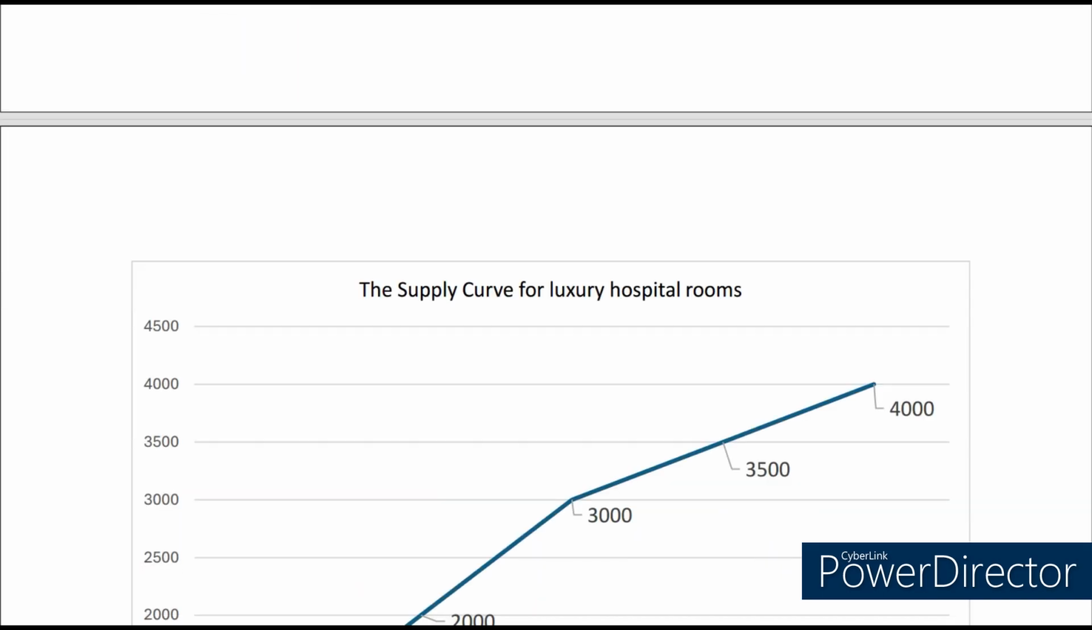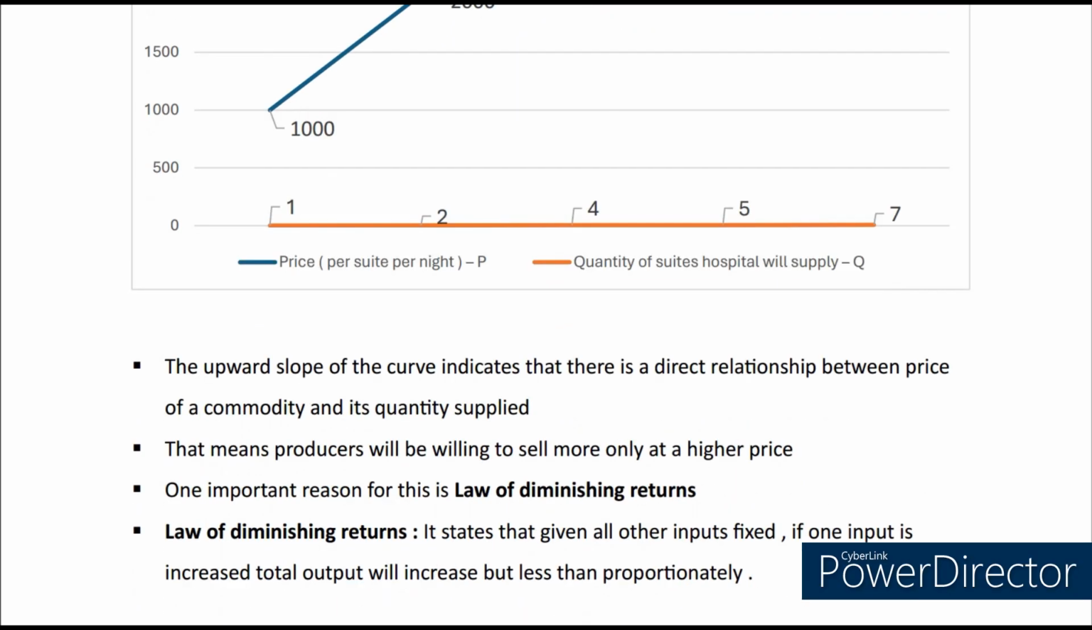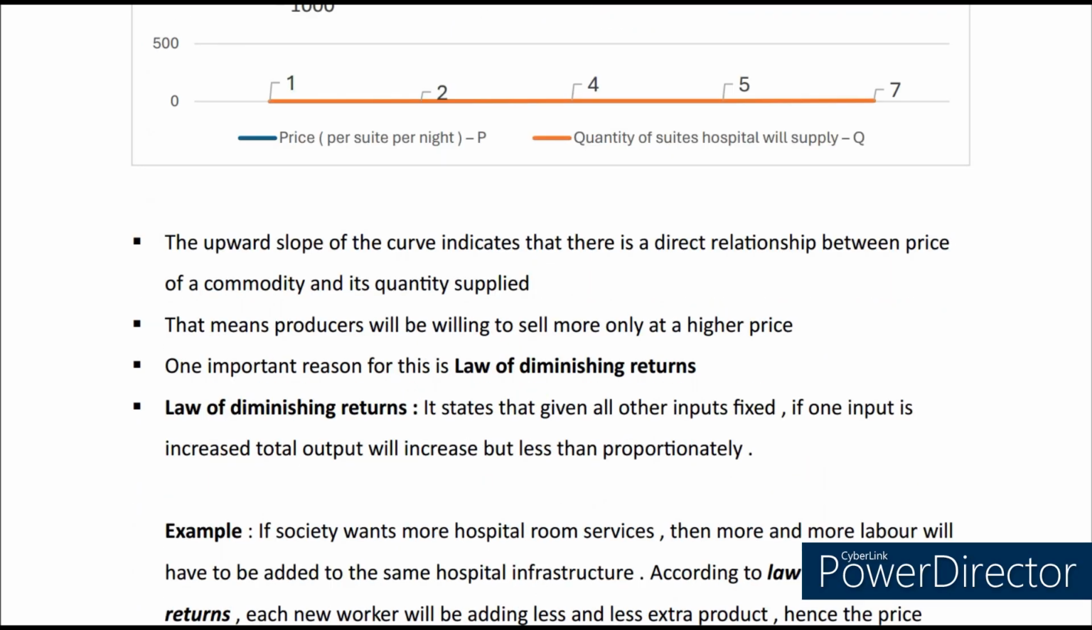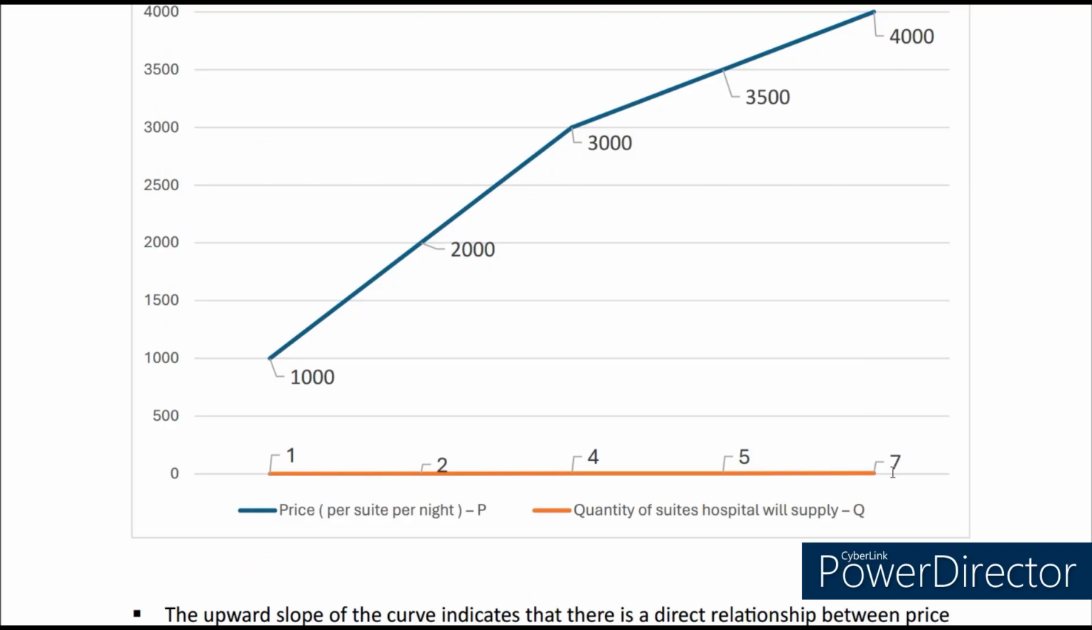So with an increase in price, you can see the number of rooms that the hospital is willing to supply is also increased. That means the upward slope of the curve indicates that there is a direct relationship between the price of a commodity and its quantity supplied. So that means producers will be willing to sell more only at a higher price, right? Because at the price of 4,000 rupees, the hospital is willing to provide 7 rooms. But at the price of 1,000 rupees, the hospital is willing to provide only 1 room.